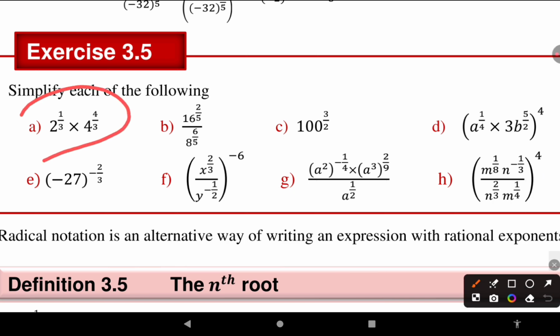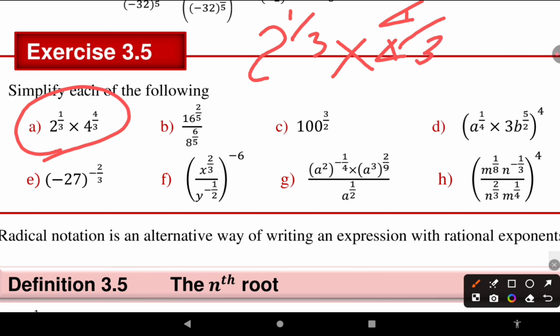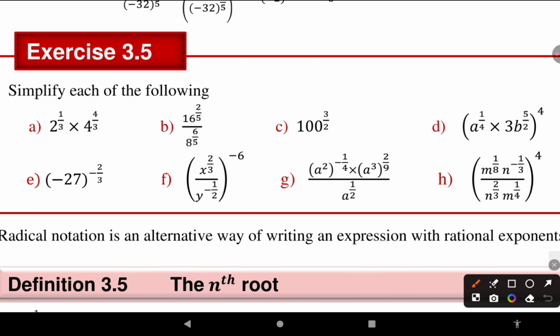And how to simplify these types of rational exponents. Now, 2 to the power of 1 over 3 times 4 to the power of 4 over 3. There is no same power here. Also there is no same base. So we should change to the same base on both sides.